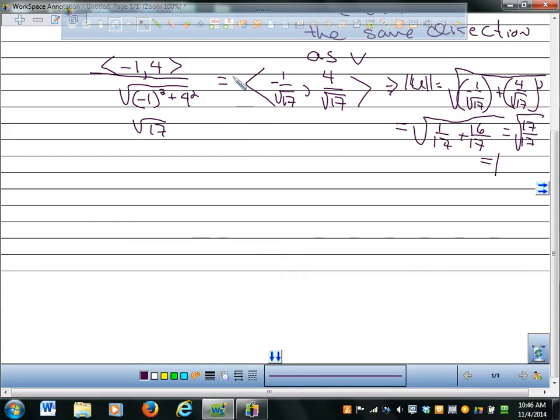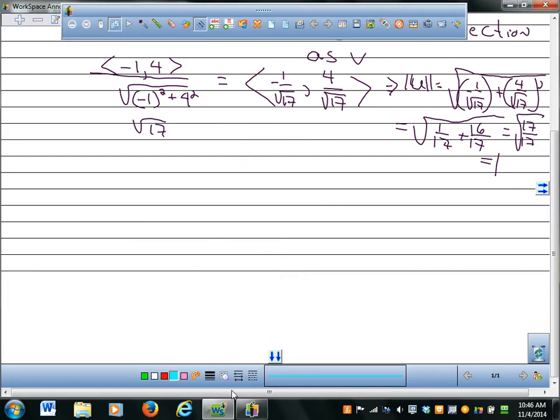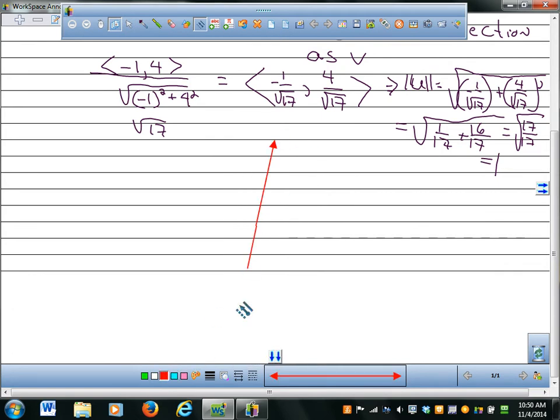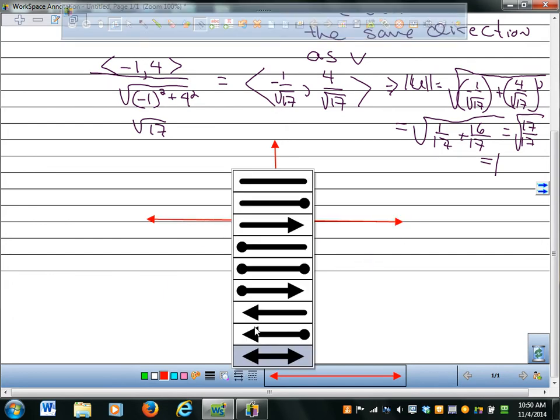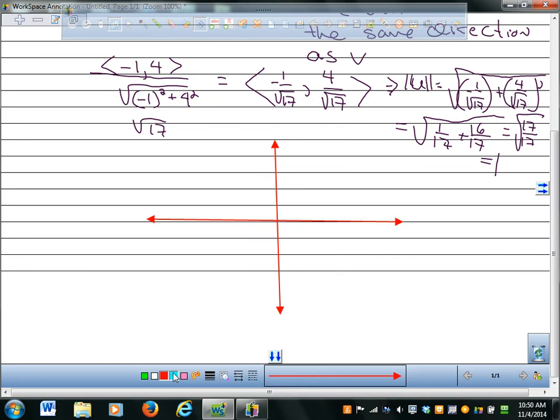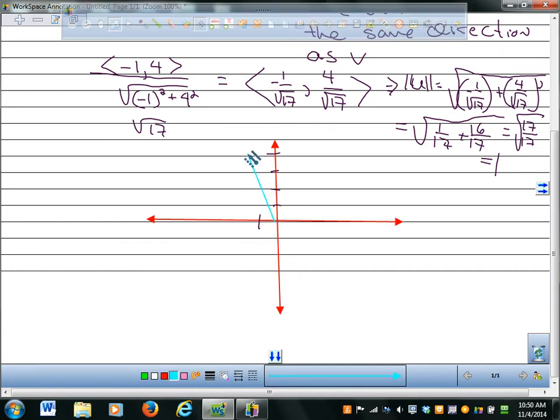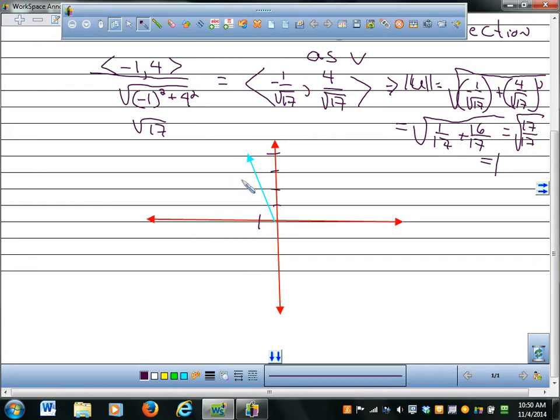If I were to draw a picture of that vector, let's do that. Let's put arrows on both ends. Let's make it red. The vector that is back 1 and up 4. Let me put some little tick marks, 1, 2, 3, 4, let's pretend. So here's the original vector v. That looks like that. Here's v.